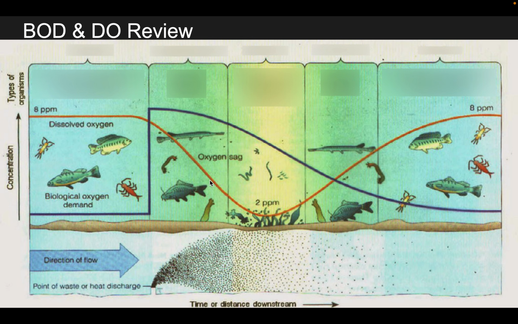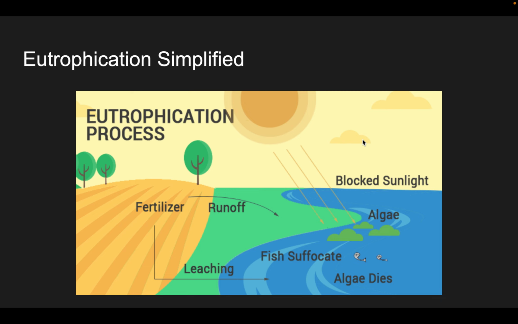So you see this drop as all those organisms digest the organic matter. And then as the organic matter is depleted, the demand decreases. As that demand decreases, the amount of dissolved oxygen in the water will once again return.